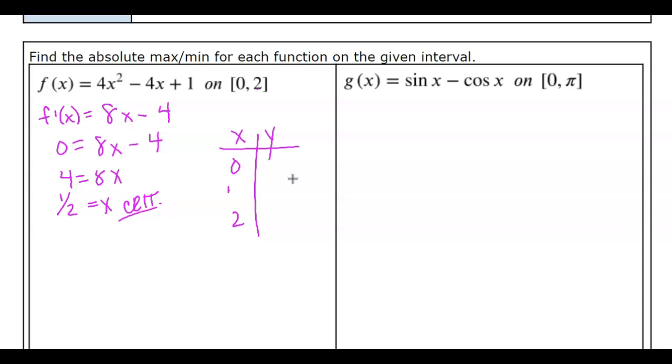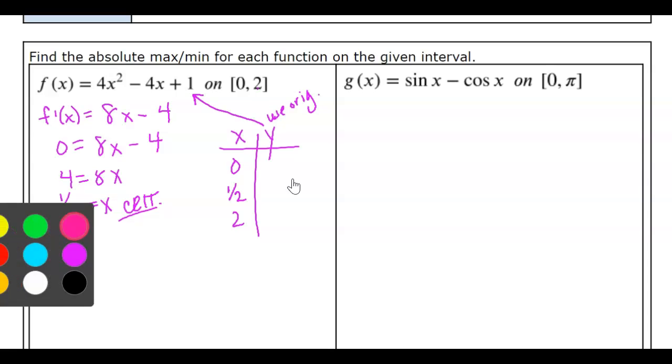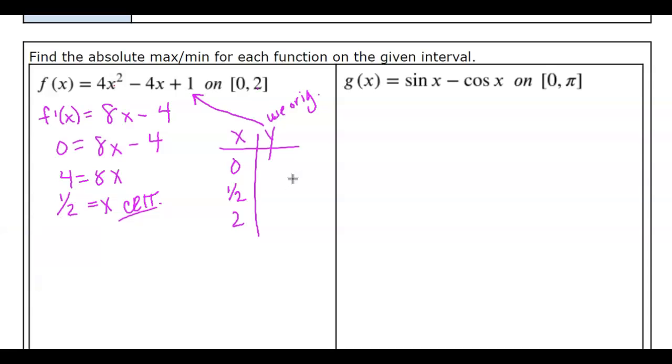And then we also want to include our critical value. So then we're really just going to compare. The overall lowest value is the absolute min, and the overall highest value is the absolute max. We don't care if the others are local or not. So where are we at? So if I plug in 0, remember you're substituting this into the original equation. So if we plug in 0, we get 1.